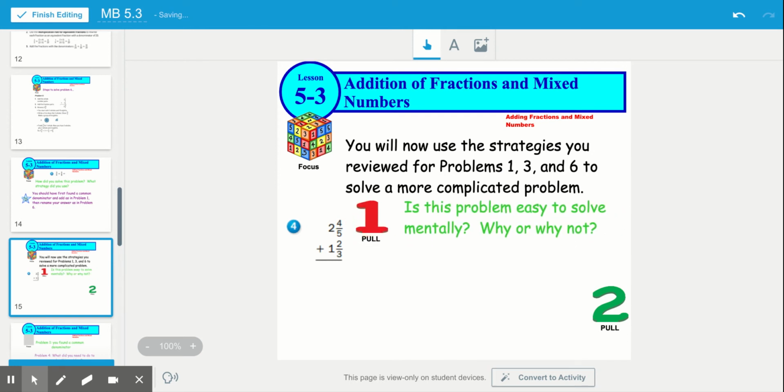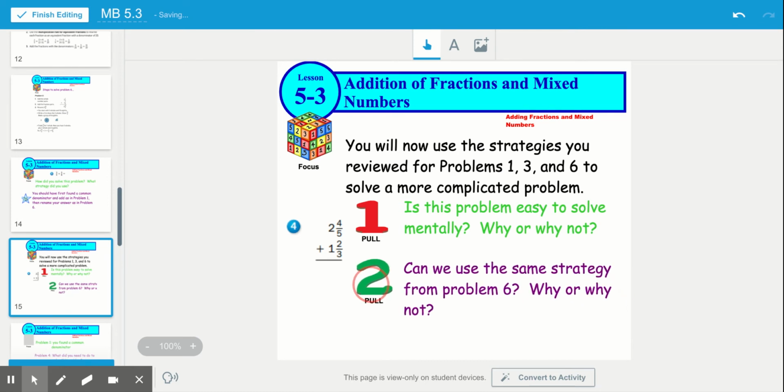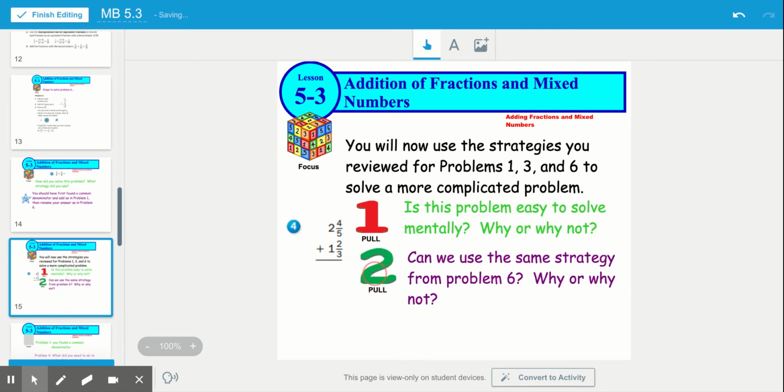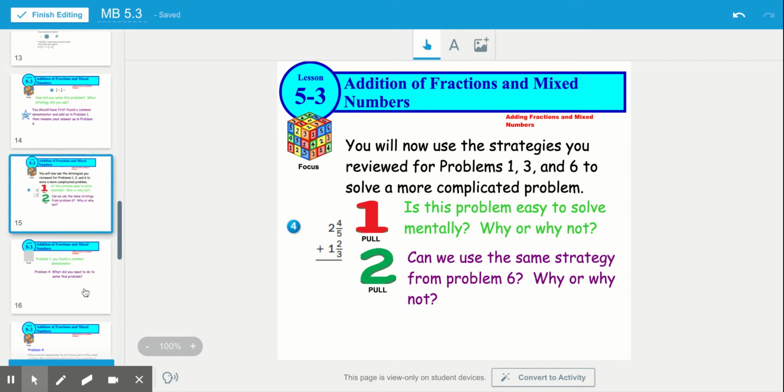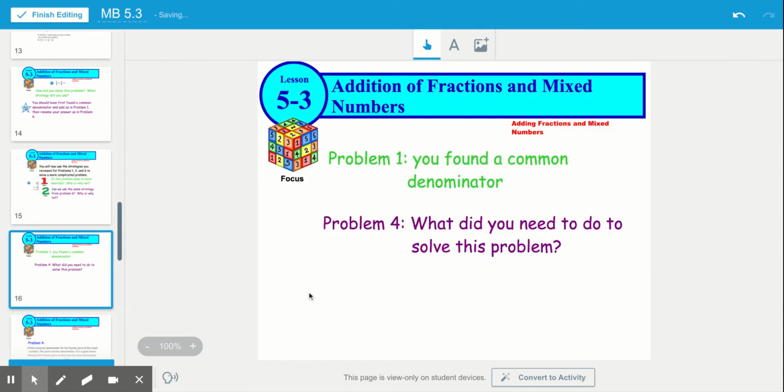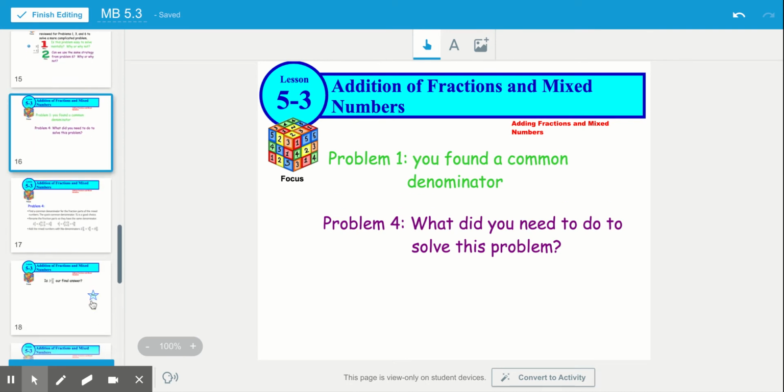So you want to ask yourself, is this problem easy to solve mentally? Why or why not? I'm going to go with no, because I need multiple steps to do this one. But we can still use the same strategies that we did in 1, 3, and 6 to help us solve problem number 4. So what we did in problem 1 was find a common denominator. And we still need to do that for problem number 4.